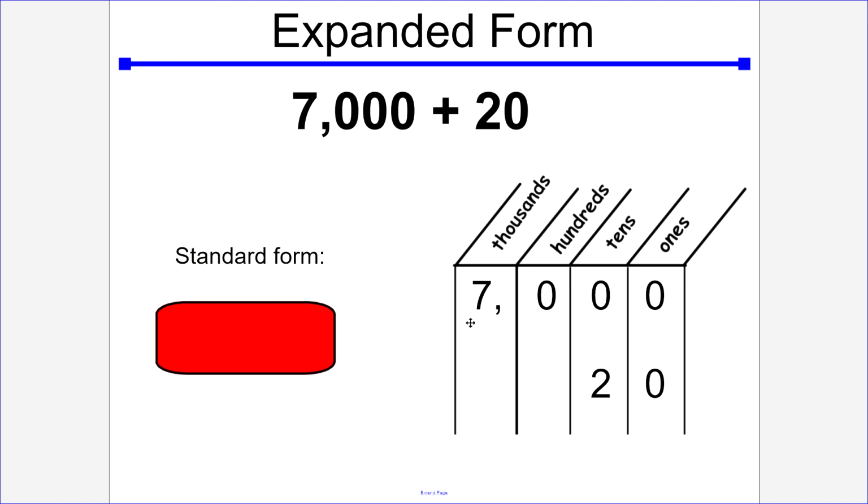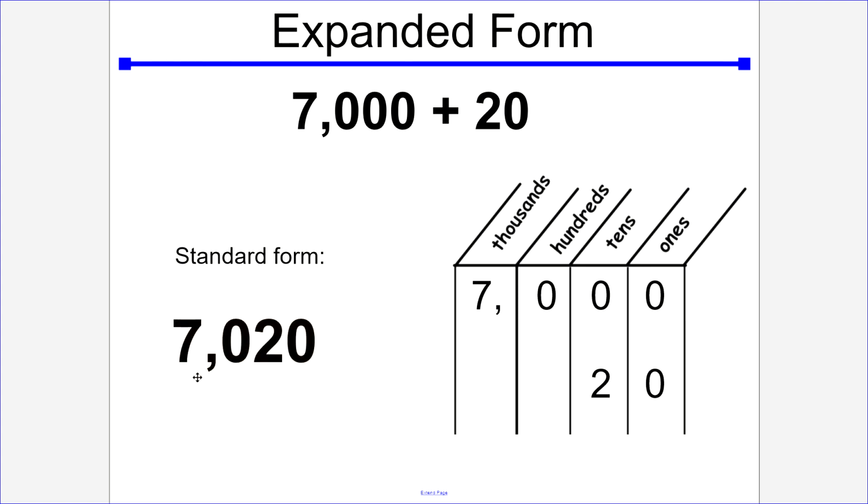So when I put 7,000 plus 20 in standard form, it looks like 7,020. Because there is no hundreds value, I put a 0 in the hundreds place. There's also no ones value, so I put a 0 in the ones place. Remember, you need to have the right number of place values in your standard form answer. If it's a number that goes up to the thousands place, it should have 4 digits in your answer. Let's look at one more example.